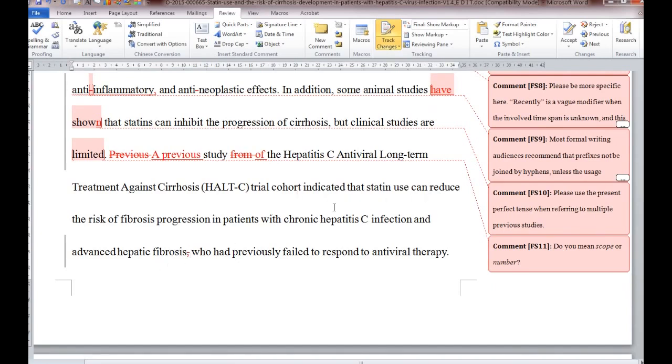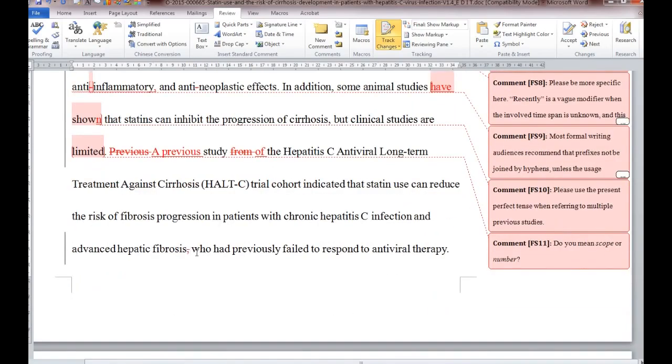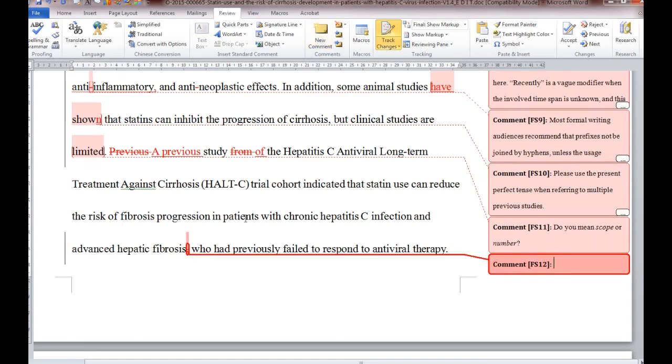Okay, previous study from. This is problematic already because study can be non-countable, but in this instance, it's clearly countable. Okay, I'm thinking with study, taking a look at the rest of it, I think they do mean a previous study rather than previous studies. Okay, from the hepatitis C trial cohort, I'm going to use of here. Okay. This looks fine. I want to get rid of this.